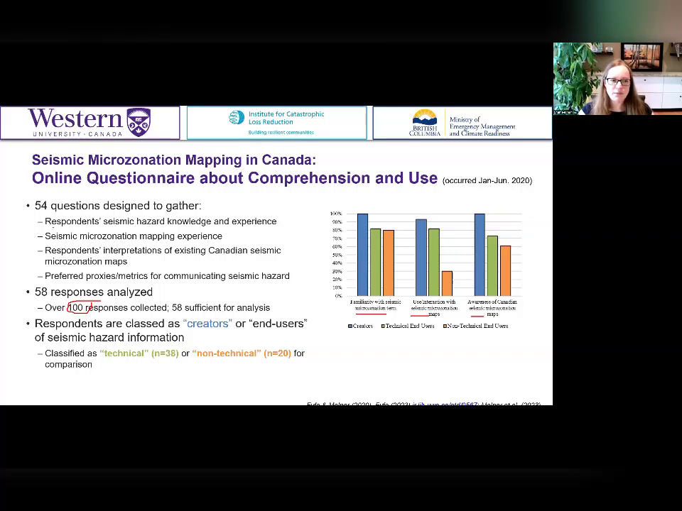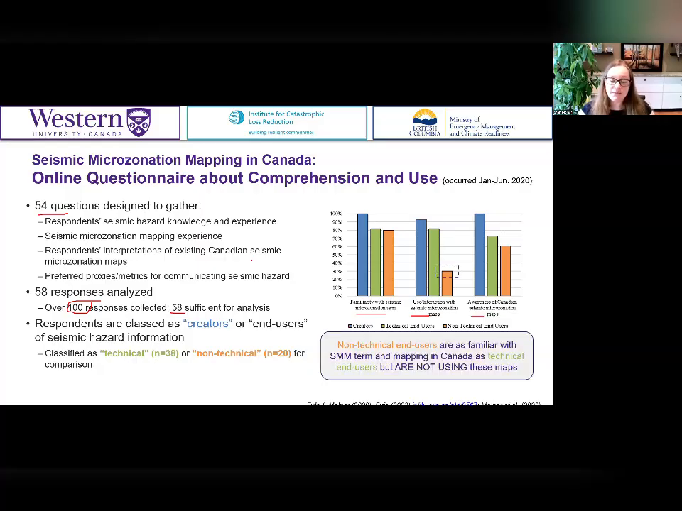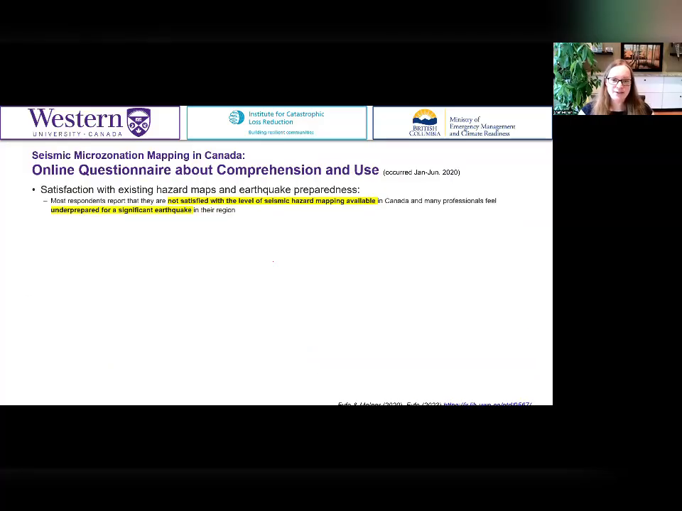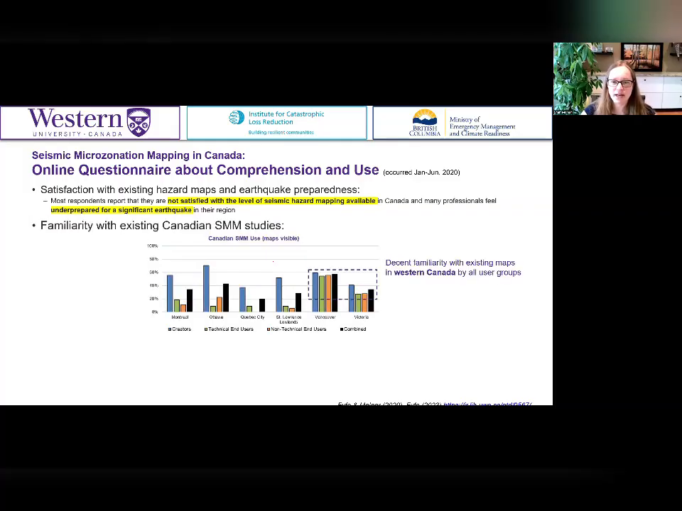We had 100 people, but we asked 54 questions, so it was hard, and only 58 people eventually filled out the whole form. But what we found here is that non-technical end users are just as familiar with the seismic microzonation mapping term and the maps, but they don't use them like our technical end users say they do, or to the same level. Overall, it was communicated back to us that the audience or our community is not satisfied with the level of seismic hazard mapping that's available in Canada.